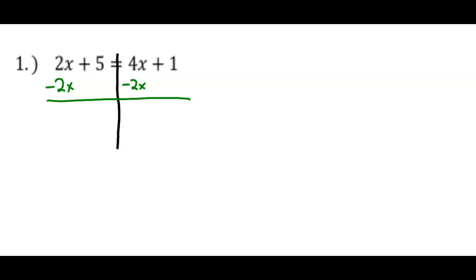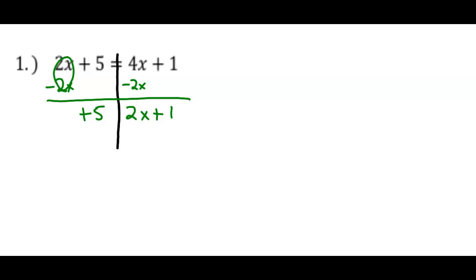So I add negative 2x. Remember, this is always an addition step. It's just, is this a positive number or a negative number? So what happens? That zeroes out. I bring down my 5. 4x plus negative 2x is 2x, plus 1. Fantastic.